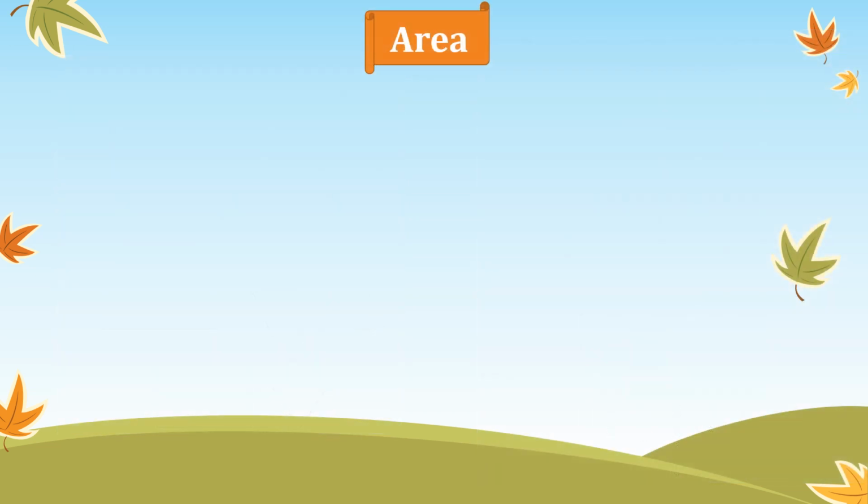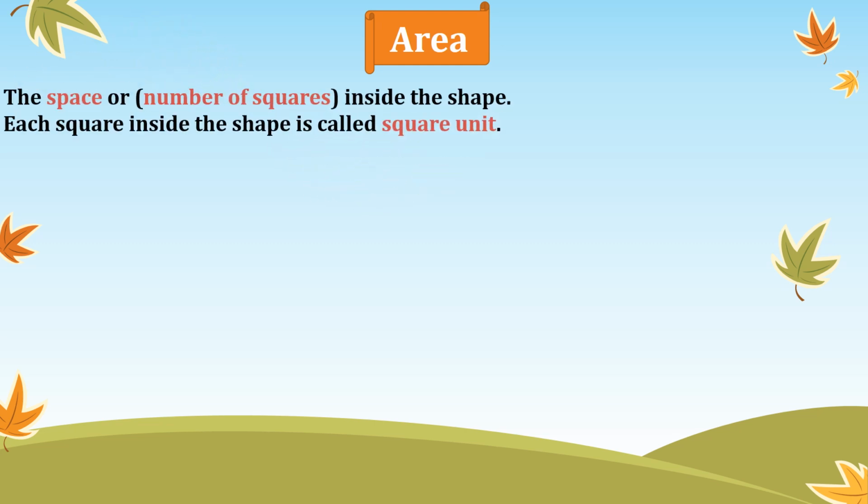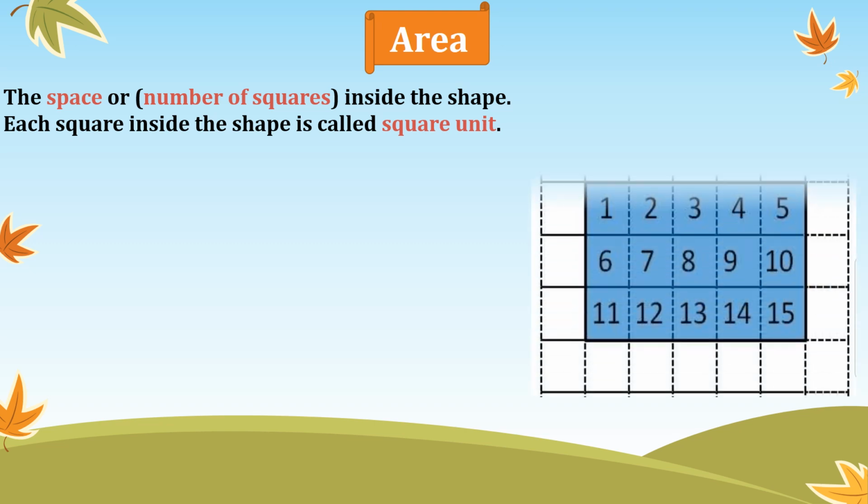Now let's move to the area. The area is the space or number of squares inside the shape. Each square inside the shape is called a square unit. Okay, what does it mean? I didn't understand. Let's see an example.